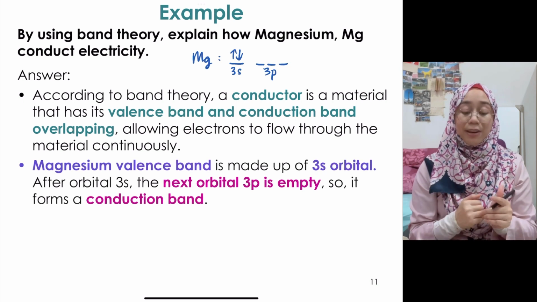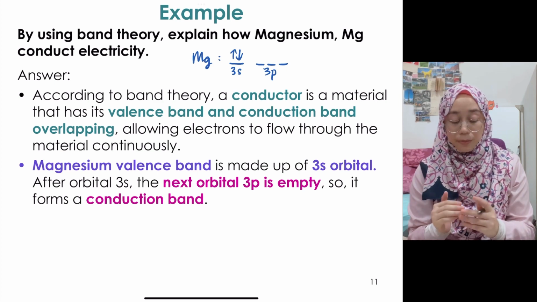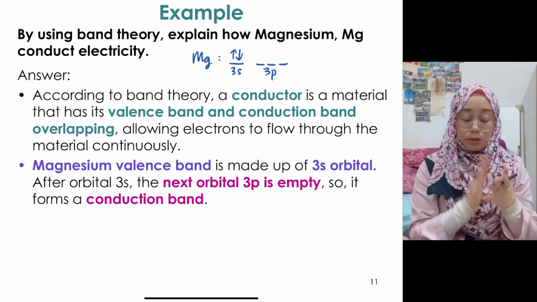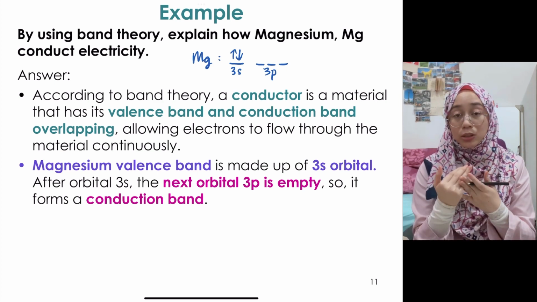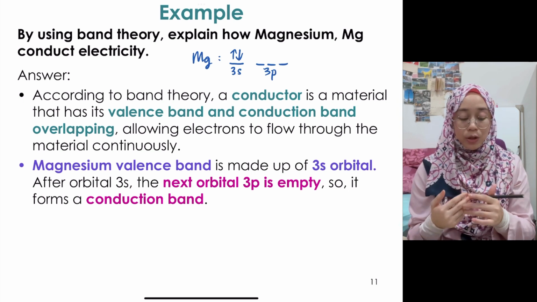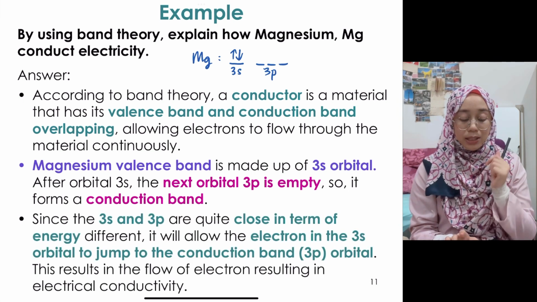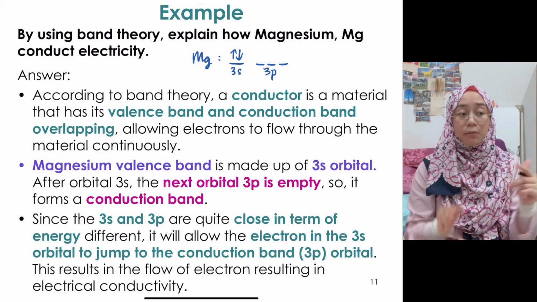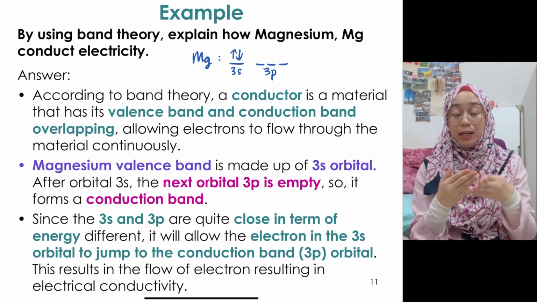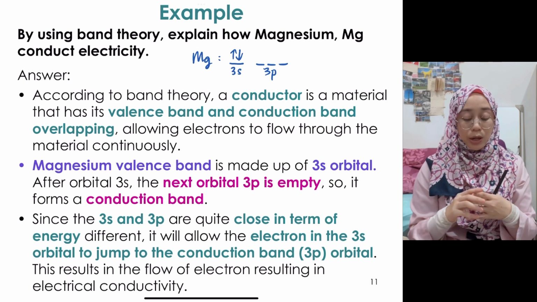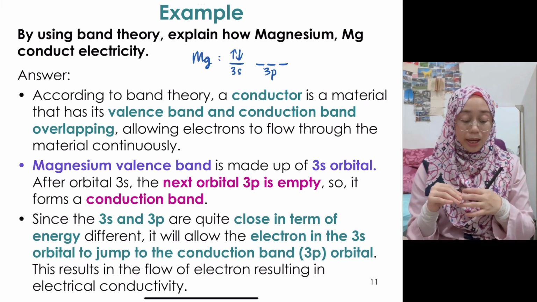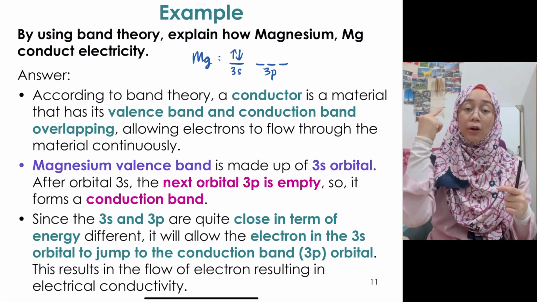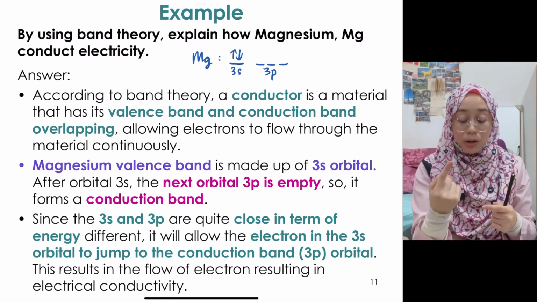Okay, so magnesium valence band is made up of 3s orbital. So after orbital 3s, so the next orbital 3p is empty. Okay, so it becomes a conduction band. So since the 3s and 3p they are quite close in terms of energy difference because they are still in the same shell kan, masih lagi dalam n equals to 3, so it will allow the electron in the 3s orbital to jump to the conduction band, which is in 3p orbital.